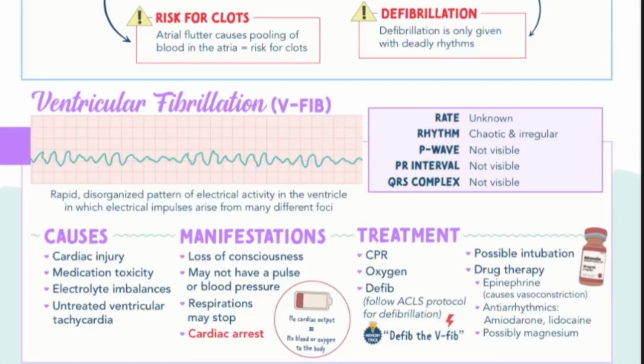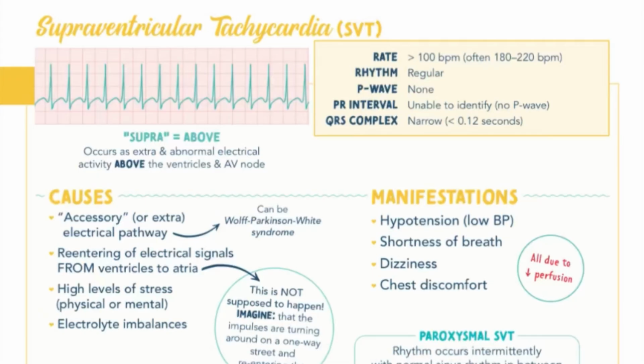Next is supraventricular tachycardia. As the name suggests, there is tachycardia, so the rate is more than 100 beats per minute, usually 180 to 220 beats per minute. The rhythm is regular. You can see in the ECG strip there are always small boxes. It means there is tachycardia and a supraventricular QRS complex that is very narrow, less than 0.12 seconds.